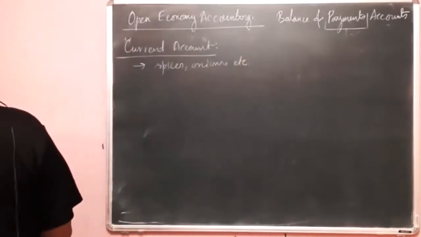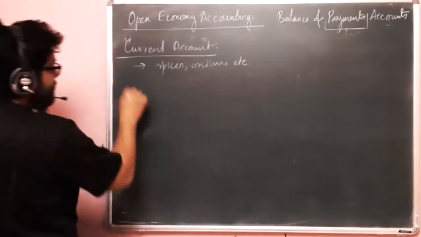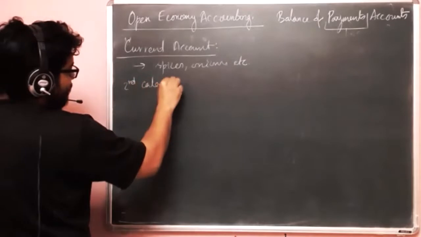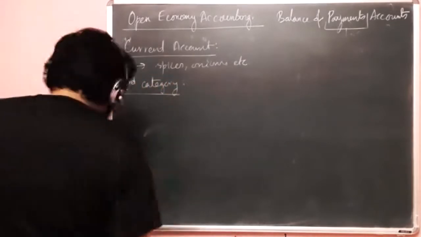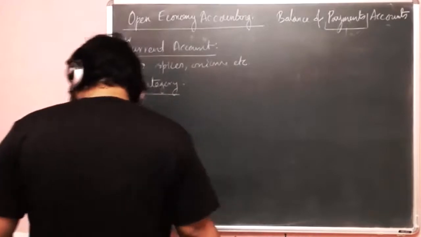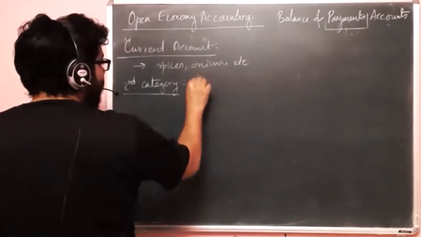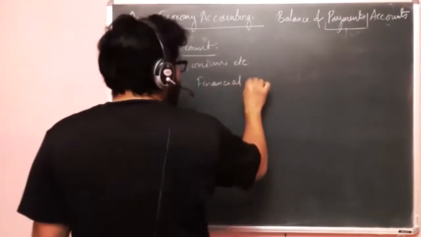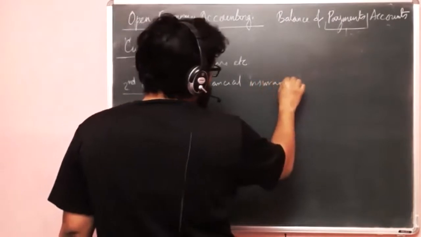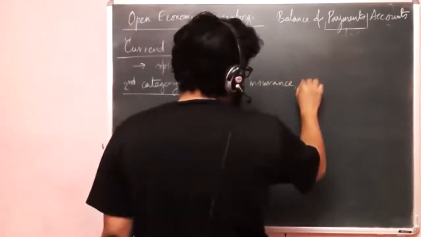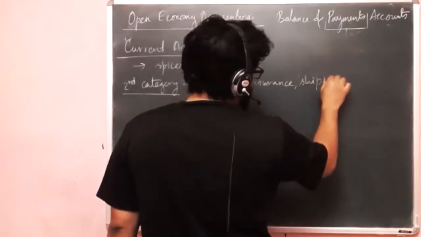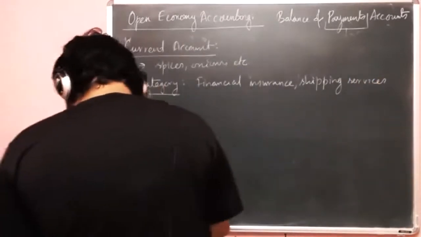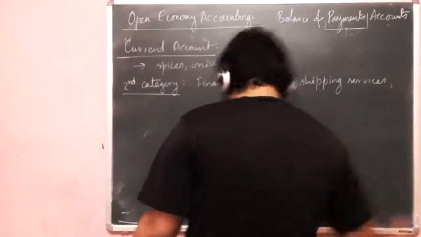When it comes to financial transactions, net service transactions, the second category, there we have to go to the details of it. What falls here are financial insurances, most importantly shipping services. So private or government ships, which help in trade.